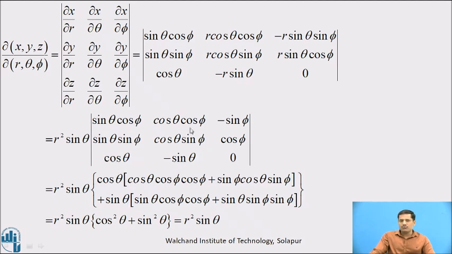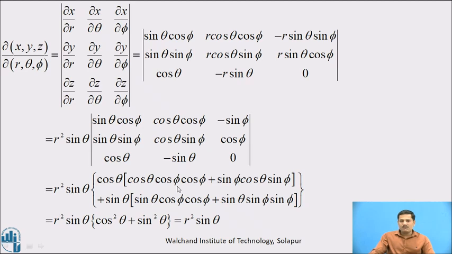Deleting the third row, second column, we get this determinant. Now evaluating it, we get sin theta cos phi into cos phi minus, but already minus is present, so it is plus sin theta sin phi into sin phi. And the last term is 0, therefore the value of the third term is 0. Now it is equal to r square into sin theta.